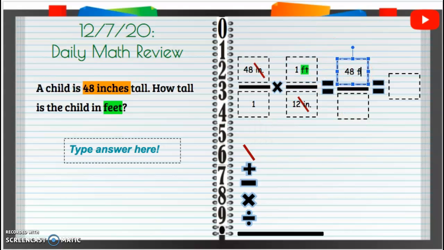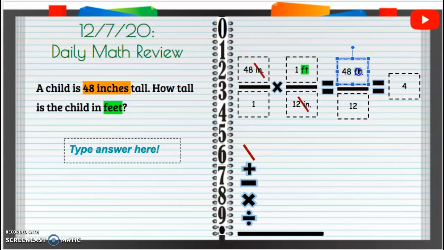So 48 feet divided by 1 times 12 is 12. And we don't have any unit of measurement on the bottom because we already were able to cancel out those inches, because we're trying to get to only feet. Now we have 48 divided by 12. Well, remember our 12 times 4 is going to be that 48. So 48 divided by 12 is 4.